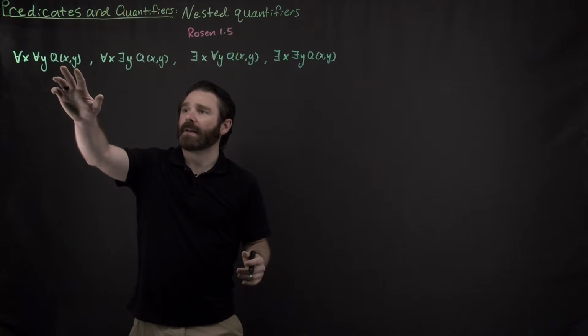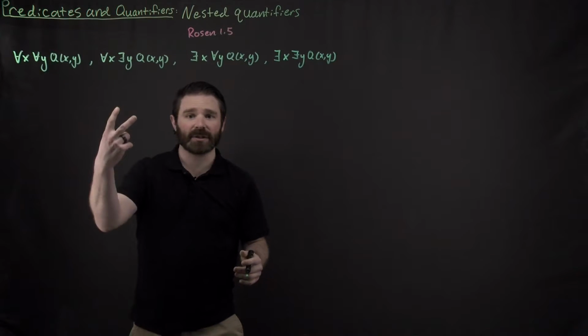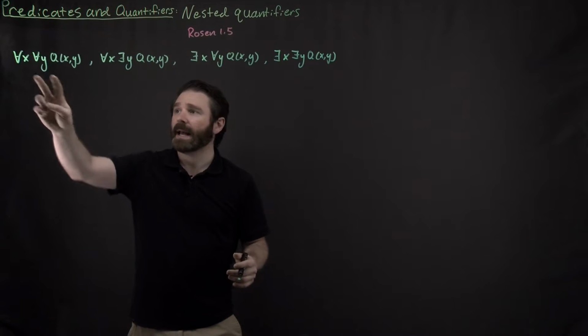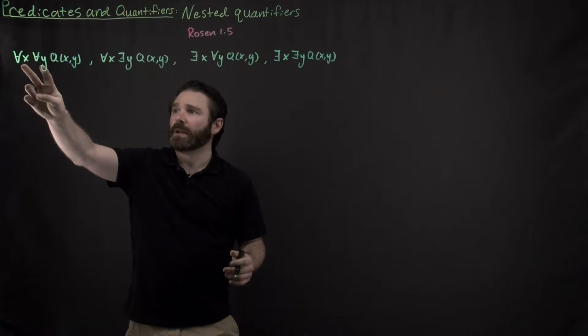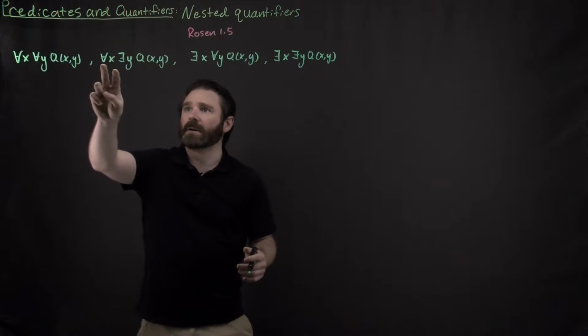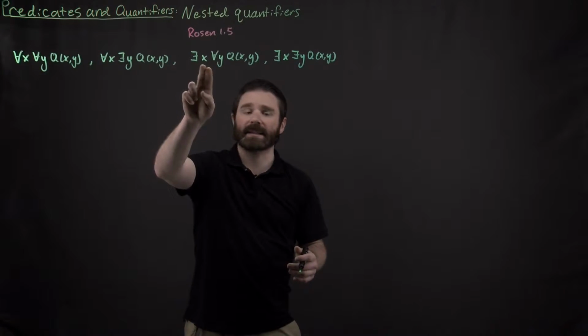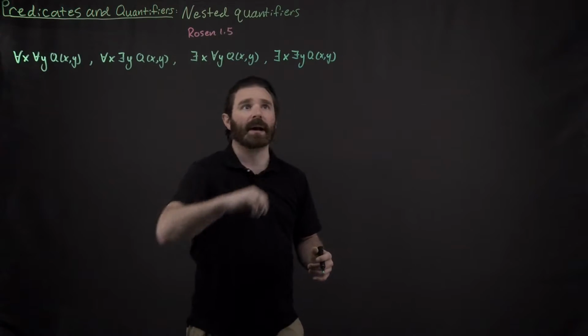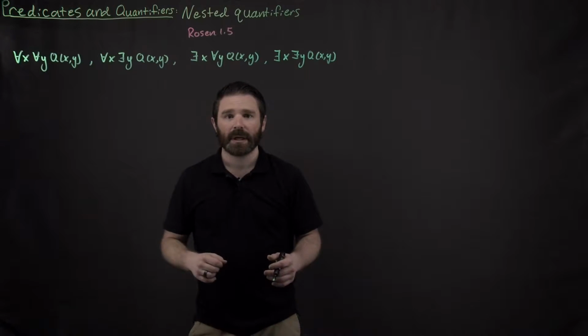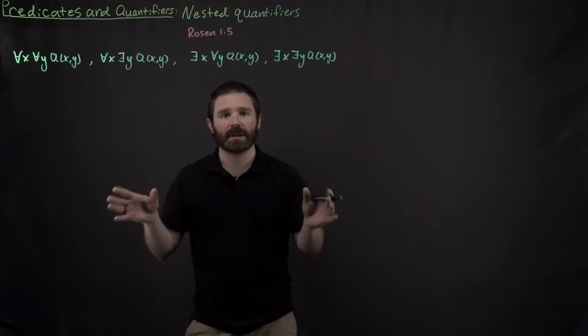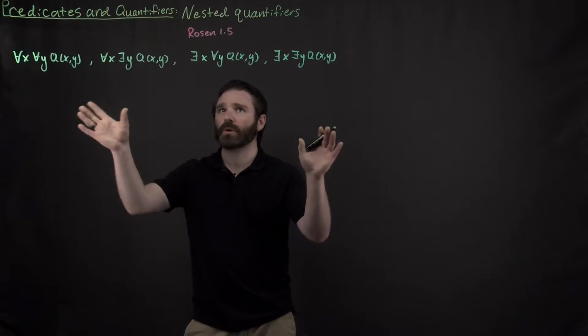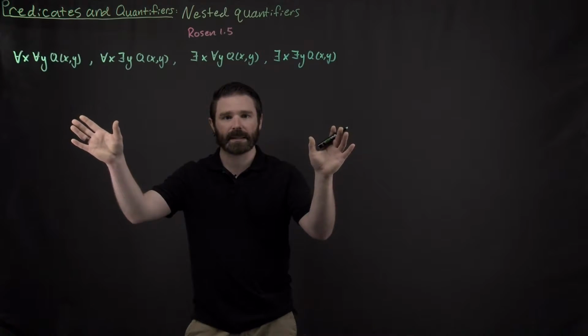So here I have a propositional function that contains two variables, x and y, and I have two universal quantifiers. Here I have a universal and an existential. Here I have a universal and existential, but in a different order. And here I have two existentials. So we want to really understand what's going on when we have multiple different nested quantifiers like this.